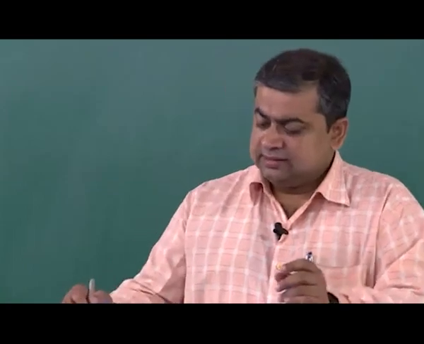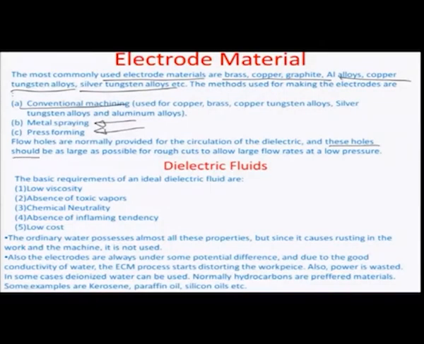Okay. So, there are these holes which should be as large as possible for rough cuts and allow large flow rates at low pressures without much bending, so that there does not occur any sort of depreciation or damage to the tool surface, and at the same time it allows for enough circulation in the EDM tank.